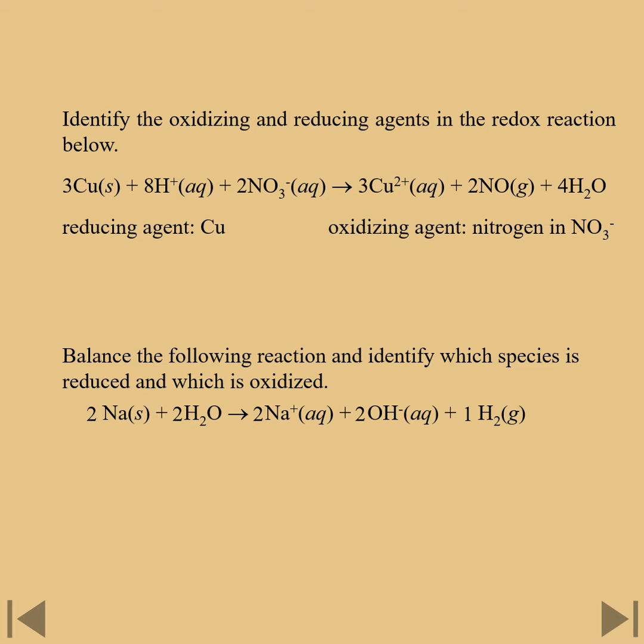Okay, and which species is undergoing reduction? So who's losing? Who's gaining electrons? And that's actually the hydrogen in water. It's in a +1 oxidation state. In the hydrogen molecule, it's in a 0 state. And which element is being oxidized? Well, the sodium is losing electrons, going from elemental sodium to the +1 sodium ion. Do note, oxygen's in a -2 state in water and a -2 state in hydroxide, so it didn't change at all.